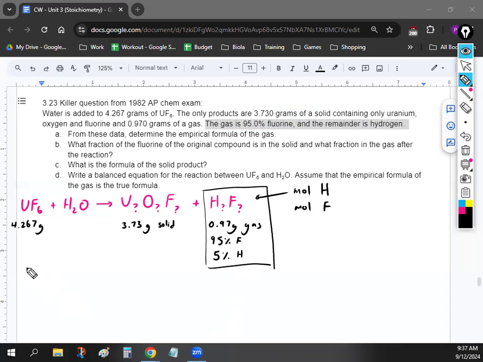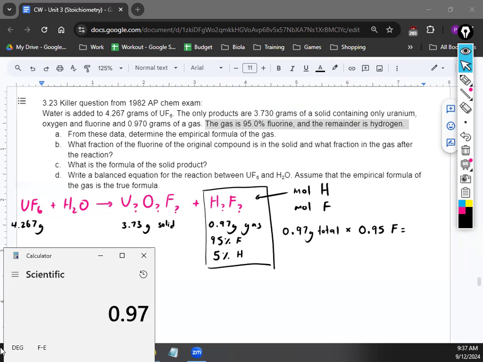So our total mass, I'll start right here. Our total mass is 0.97 grams. This is the total. If we want to find just the fluorine, that's going to be 95%. So 0.95 of it is going to be fluorine. Okay, so all we got to do is multiply the two numbers together. So 0.97 times 0.95, and that'll give us a total of 0.9215, and this is grams of fluorine inside of this gas. Okay.